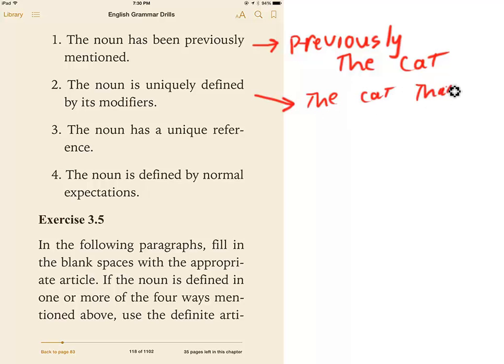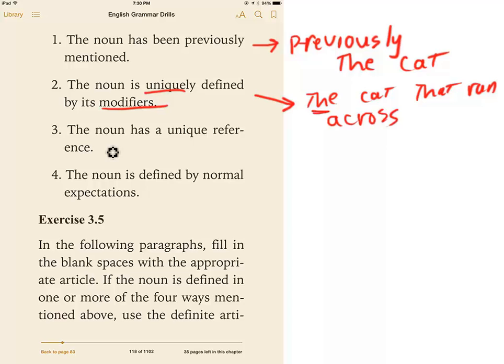All right? Uniquely defined is the one I just did, the cat that ran across the road. Then I know exactly which noun I'm talking about because it's the one that ran across the road. Okay, so that's by unique modifier, uniquely modified or defined. I say which cat, so I can use the word the.